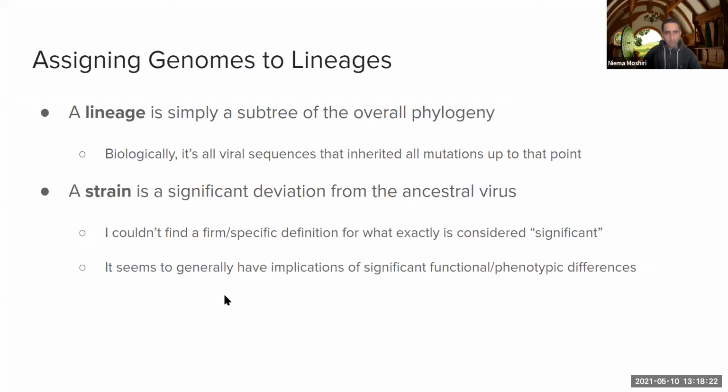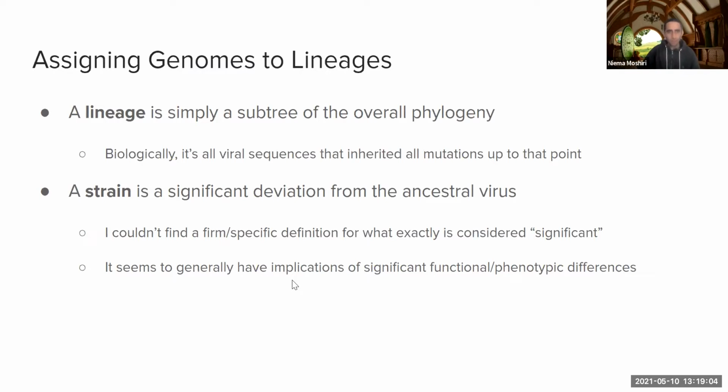So the best that I could find is that it seems to generally just have some implications about significant functional or phenotypic differences. This term phenotypic, if you haven't taken a bio class, you might not be familiar with it. Phenotype is the physical structure, the physical visibility of your genes. Genotype is your actual mutations, your genomic sequence, and phenotype is how that manifests in some physical or functional difference. So even this is kind of hand wavy, and I wish I could have come up with a more firm definition.